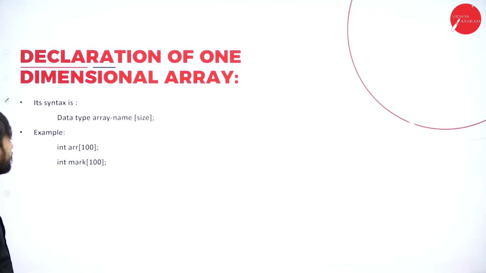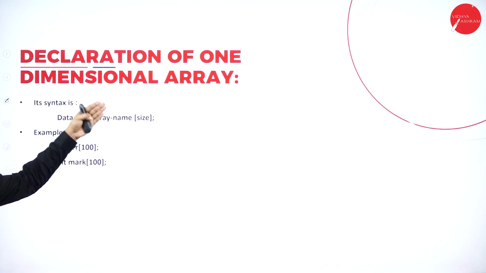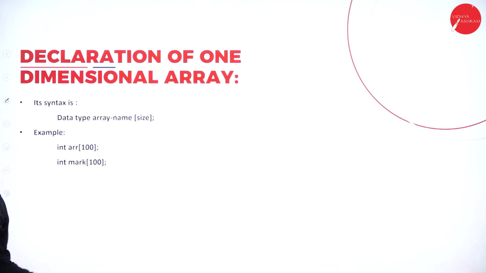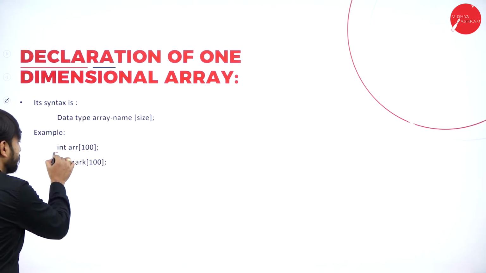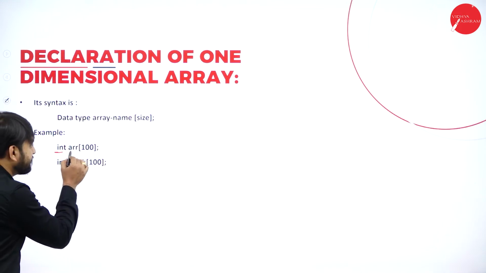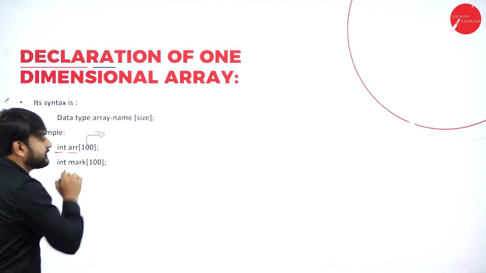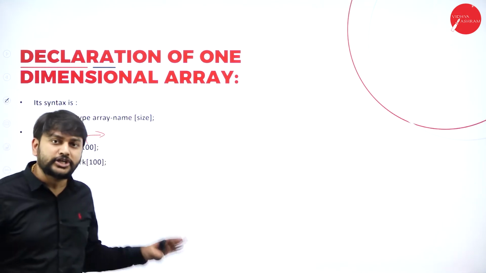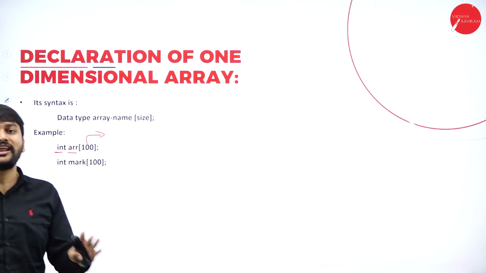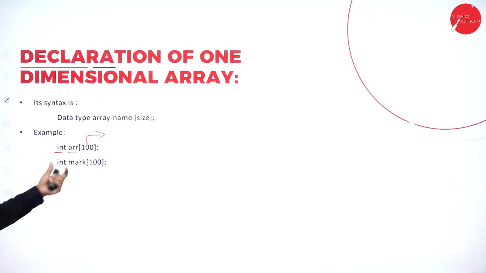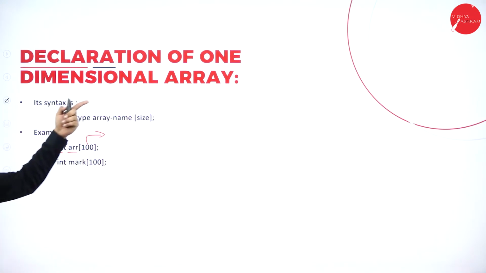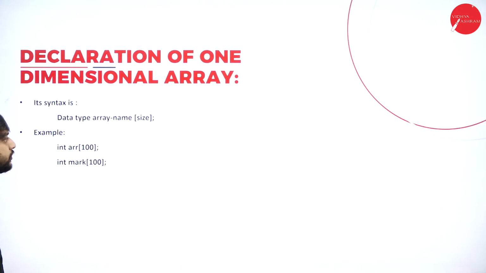Alright, so the first one is declaring a one-dimensional array. We have already seen that in the previous slide. That is what we call declaring an array. So you all know this is the data type, this is the name of the array and this is the size. There are no issues with respect to declaring a one-dimensional array. How many subscripts do you have? You have only one. That's why I would call it a one-dimensional array. So moving forward to the next one.